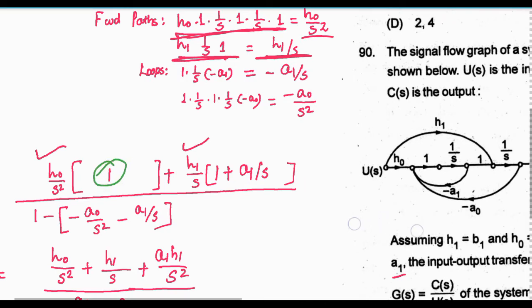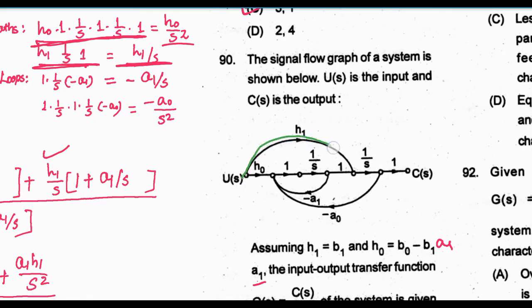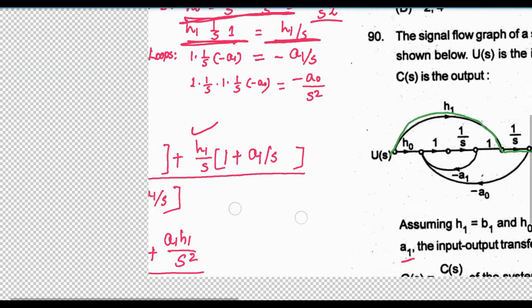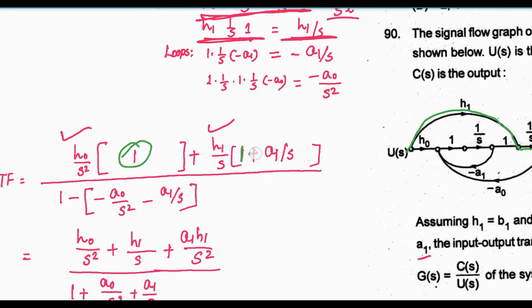The second forward path is this one. So is there any loop which is not touching this forward path? Yes, this is the loop which is not touching this forward path. So this is minus A1 into 1 by S. So here this will be 1 minus of minus A1 by S, and this will be 1 plus A1 by S.